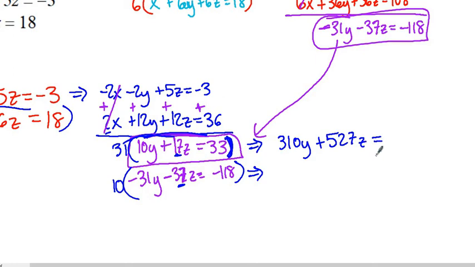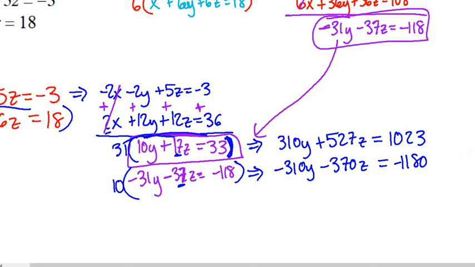And then 31 times 33 is 1,023, I think. Okay, the bottom: 10 times negative 31 is negative 310y. 10 times negative 37z is negative 370z. And this one's obviously easy to multiply because 10 is not hard to do. And then 10 times negative 118 is negative 1180.